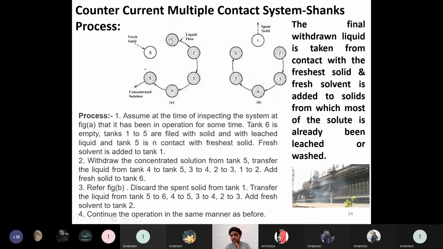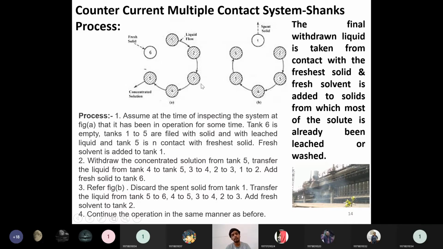Instead of moving the solids from one tank to another tank, they hold the solids in one tank. The solids which are in tank 1 will remain in tank 1 only, and the solids in tank 2 will remain in tank 2 only. The solids are not moving at all, but the liquid in tank 1 is moving to tank 2, and the liquid in tank 2 is moving to tank 3.